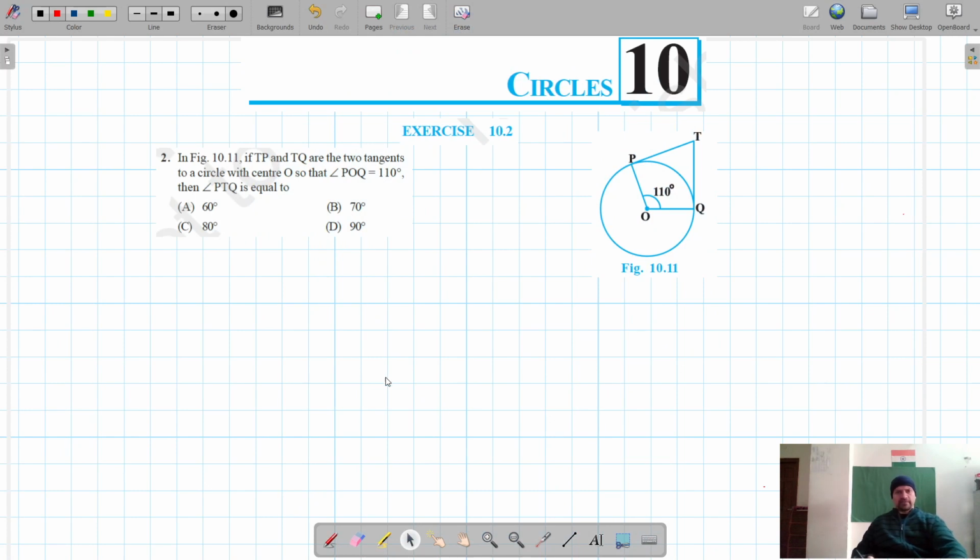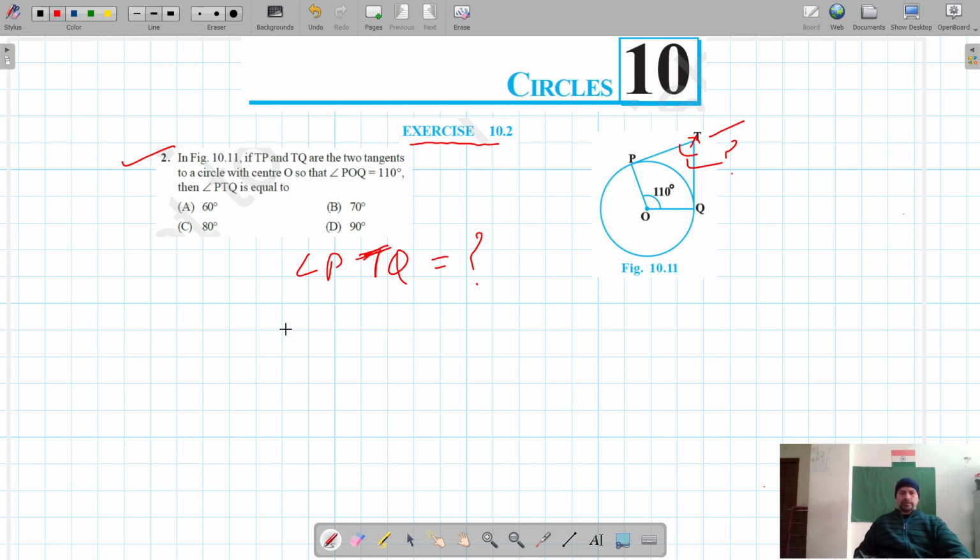For question number 2 of exercise 10.2, it says that in this figure, TP and TQ are two tangents drawn from an external point T, and angle POQ is 110 degree. We have to find angle PTQ. So this is the angle. What is the measure of this angle PTQ?